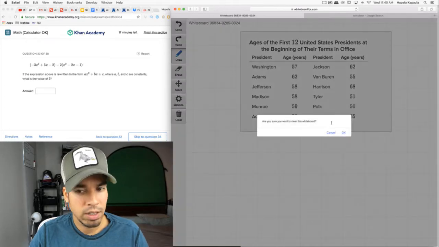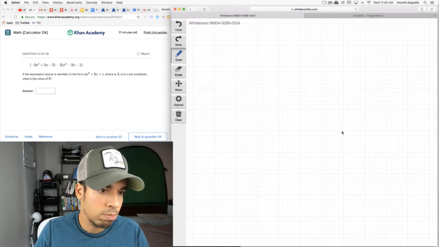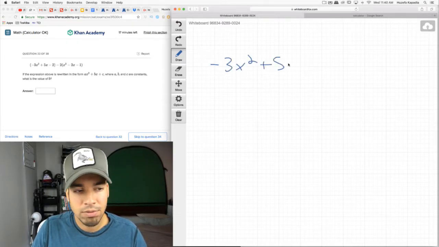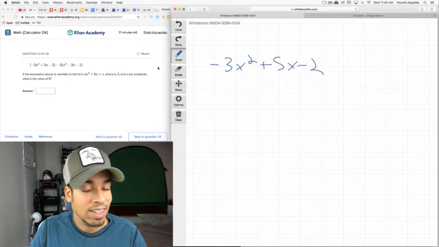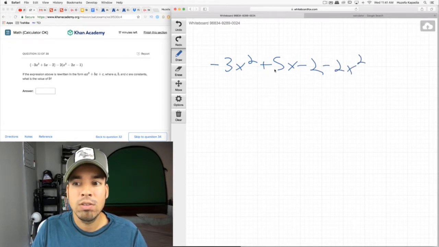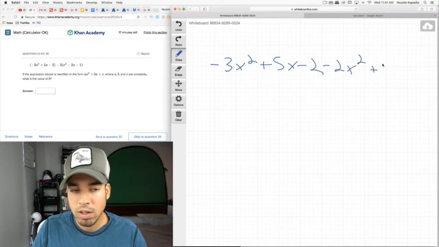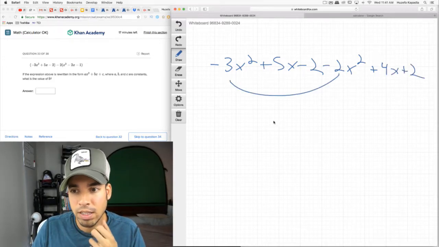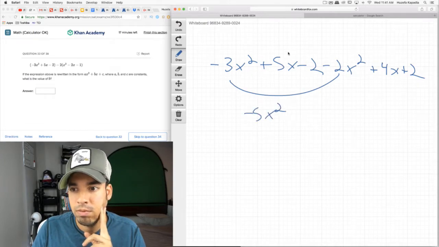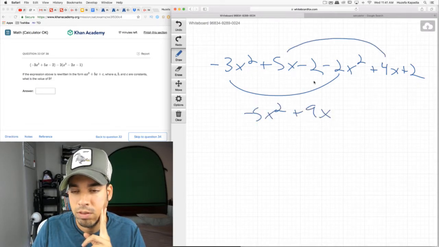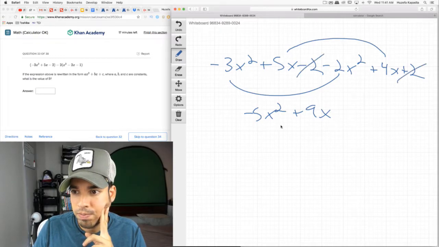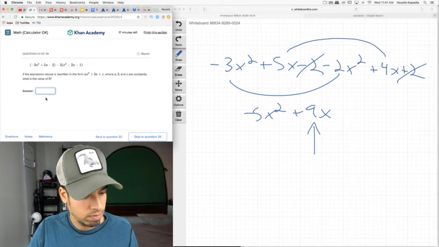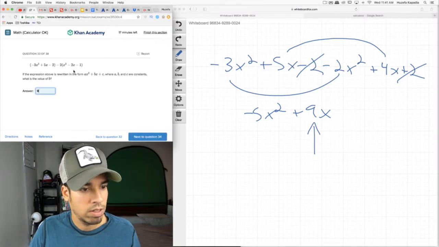Next, if it's rewritten in that form, what is the value of b? Simply combine. Okay, first I'm going to get rid of those parentheses at the front because they're doing nothing. Next, I'm going to distribute the negative 2, right? That negative goes along with the 2. So this becomes a positive 4x and a positive 2. Combine like terms. And that goes to 0. But here's my b term, 9. Yep, good.